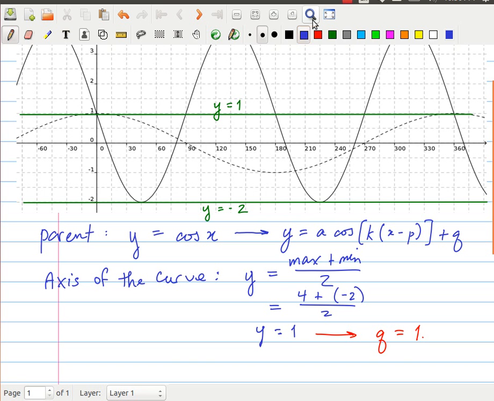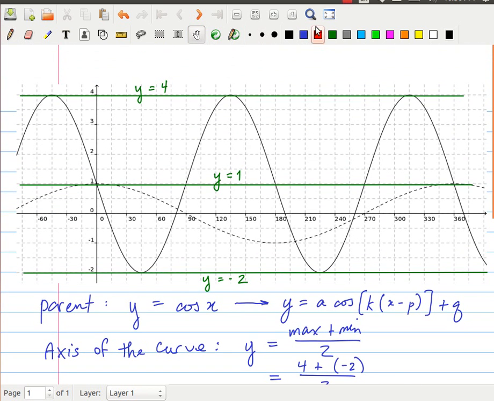What other properties can we obtain quite readily from the diagram we have here? Well, if we take a look at the distance from the axis of the curve to the maximum, that distance is 3 units. Or we could look at the distance from the axis of the curve to the minimum, and that is also 3 units. Because I'm just looking at distances, I'm not troubling myself with positive or negative. It's just the idea of an amplitude here.